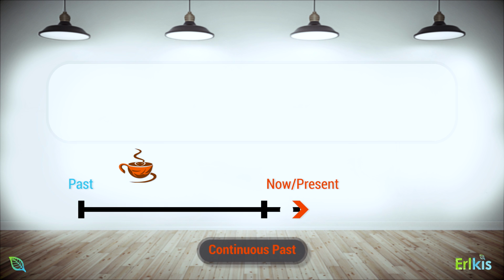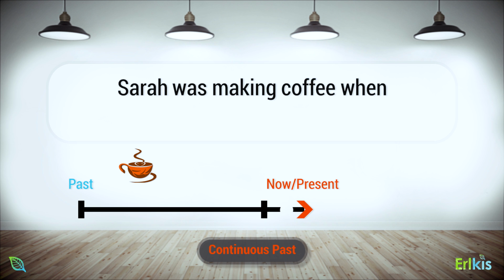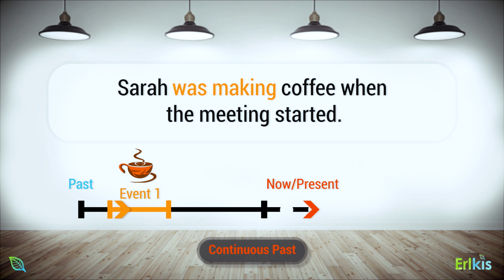The continuous past. Sarah was making coffee when the meeting started. The emphasis here is on time, but it also shows that the meeting, in this case, interrupted her coffee making. In other words, she had to stop making coffee to go to the meeting.